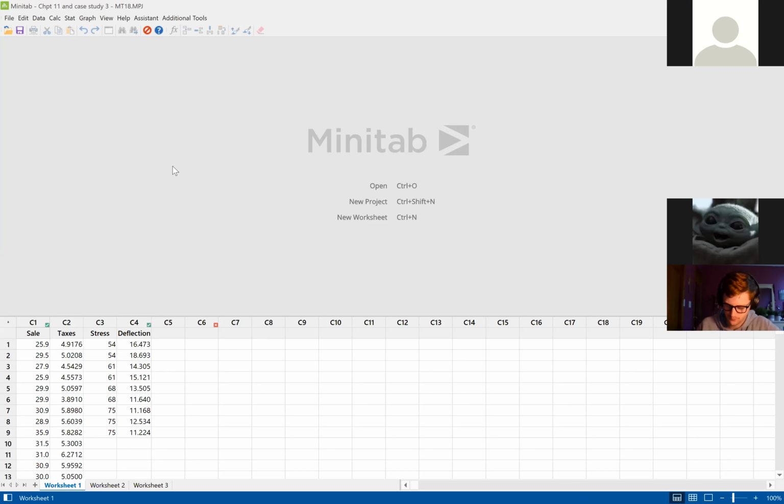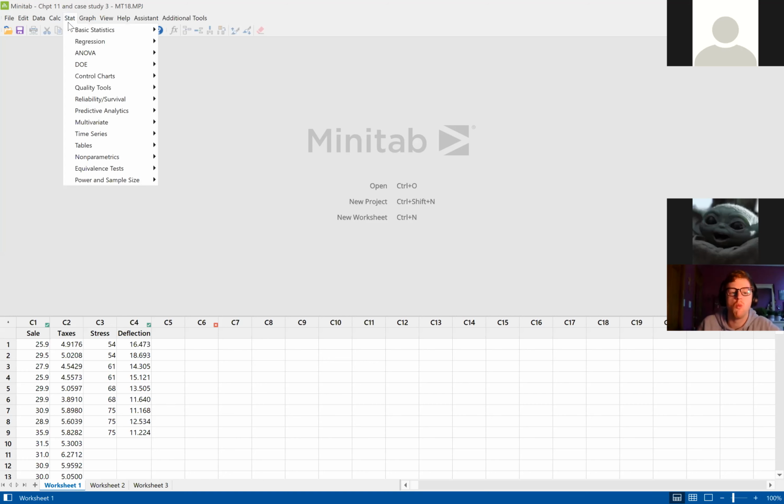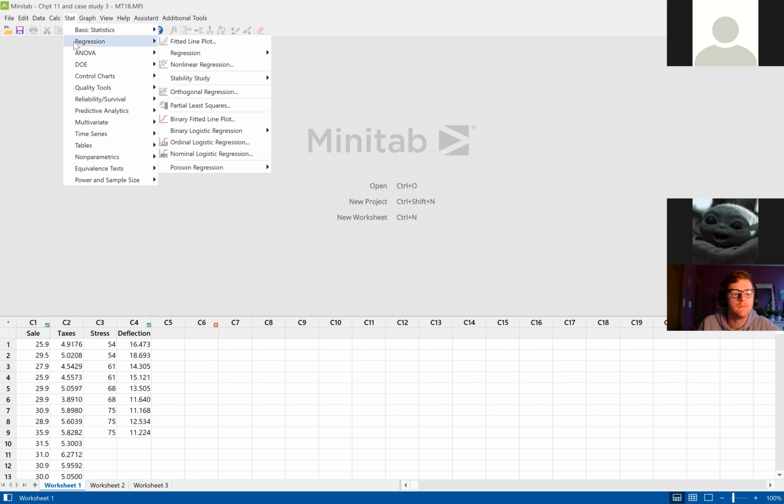But the first place you start is Minitab, because you need to actually get the answers. So we start out going to the Stat tab and go to regression, and we're going to fit regression model.